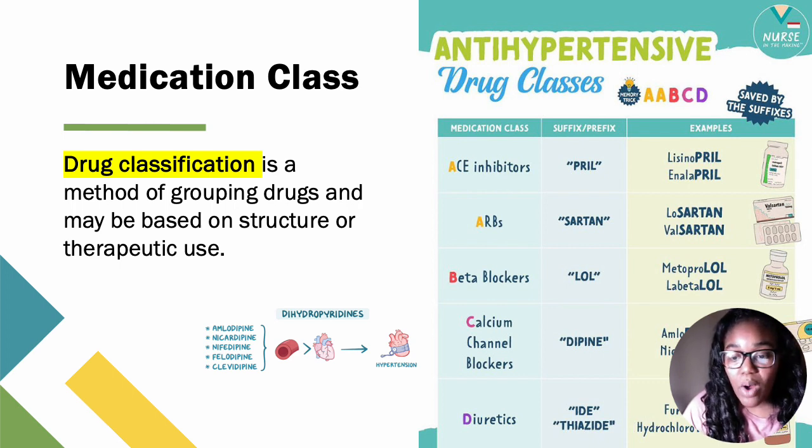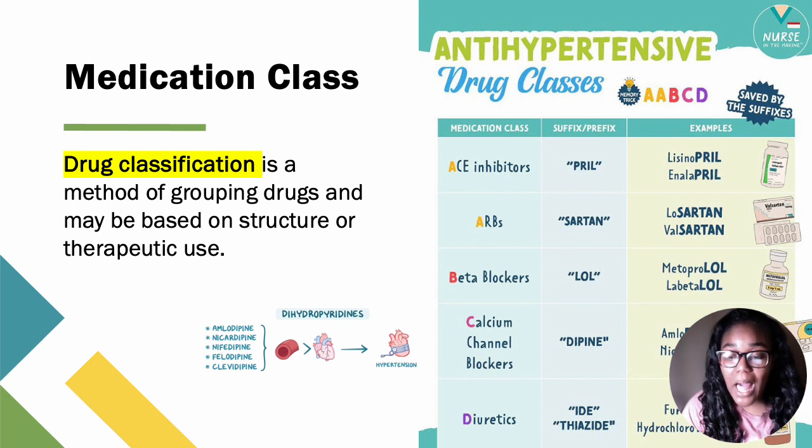So for example, our chart here has ACE inhibitors. Normally our ACE inhibitors are identified as prils. Prils have specific functions, which we'll go into at a later lecture, but just know that the reason why they are all labeled with the ending pril, or most of them have the ending pril, is because they have similar characteristics and they have similar therapeutic use.